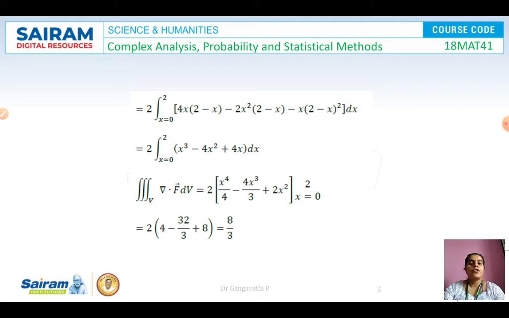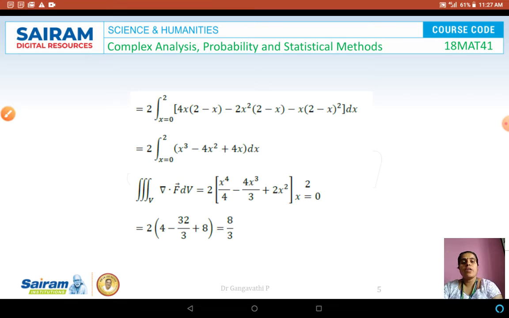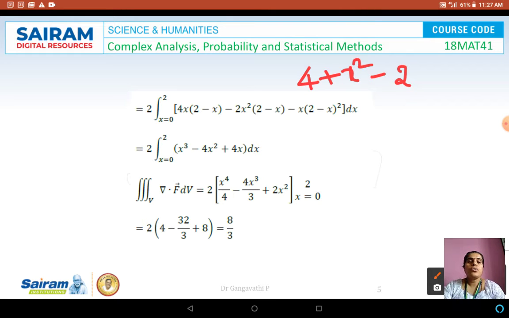So 2 minus x, 2 minus x and 2 minus x whole square. We can simplify this by expanding: 4x into 2 is 8x minus 4x square minus 4x square minus 2x cube, then minus 2x, and this we have to expand using (a minus b) whole square first. So it is going to be a square plus b square minus 2ab. 2 into 2, which is 4, into x square. So this is the expansion we get. On expanding and simplifying this, we get x cube minus 4x square plus 4x, into dx.